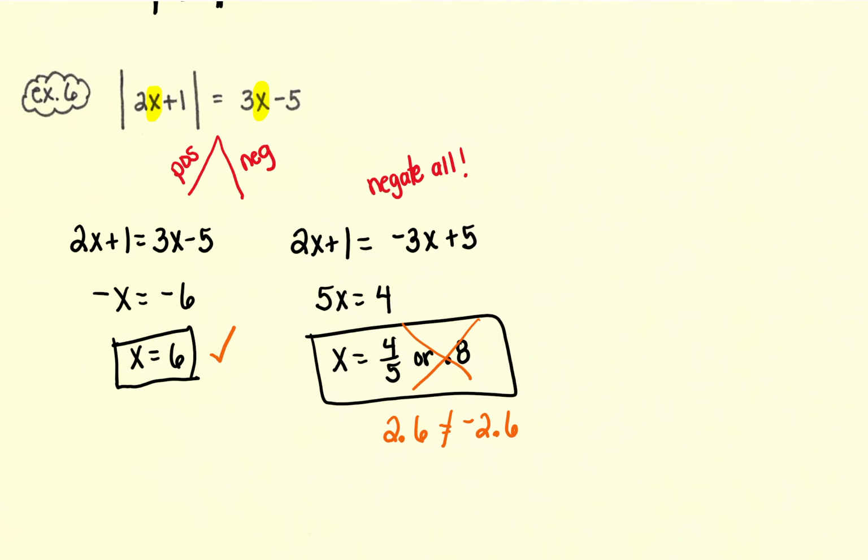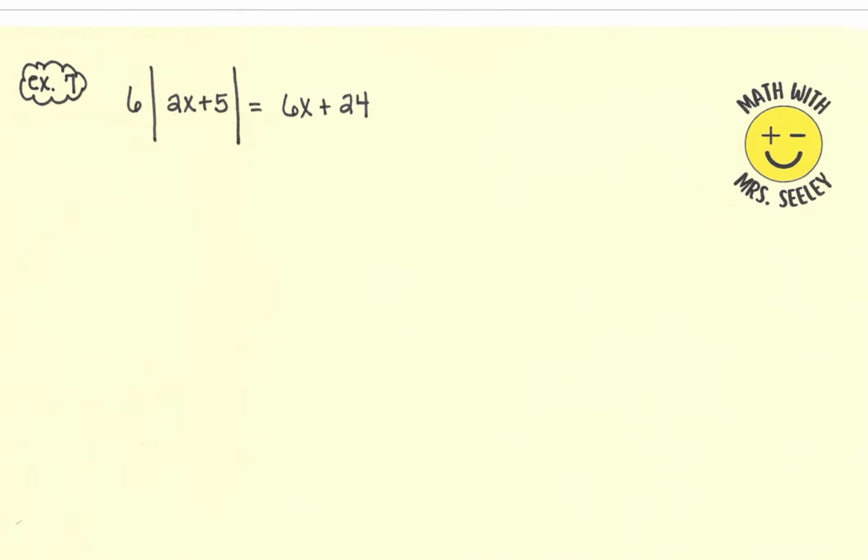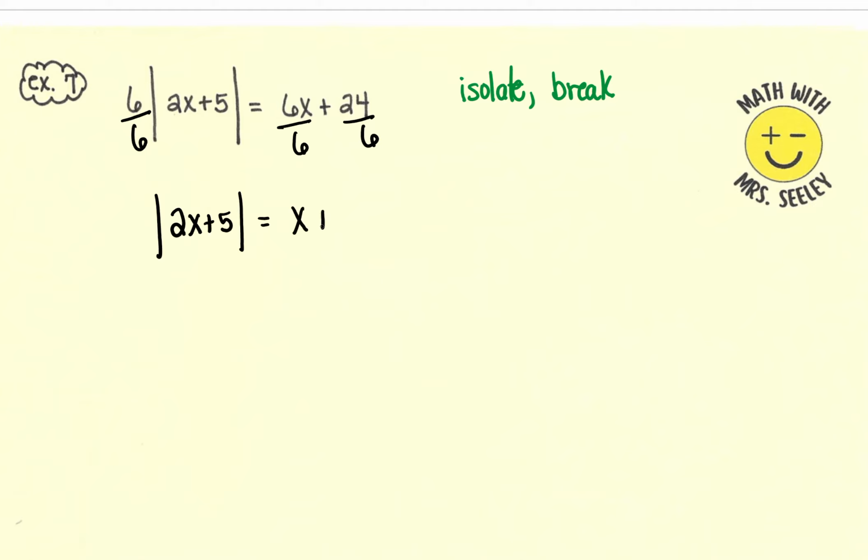All right, last one. To solve this right here, I need to isolate first. Remember that you isolate and then you break. So isolate, then break. To isolate this, that is attached by multiply, so I have to divide every one by 6. So as I do that, that gives me the absolute value of 2x plus 5 equals x plus 4. All right, now we're ready to break it into the positive side and to break it into the negative side.